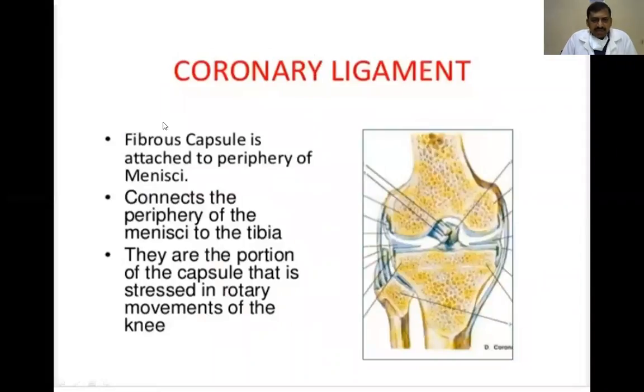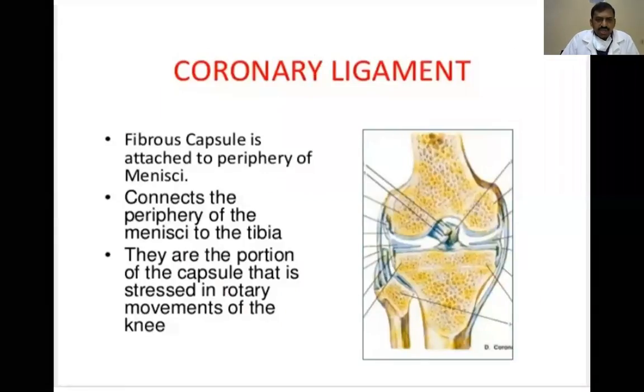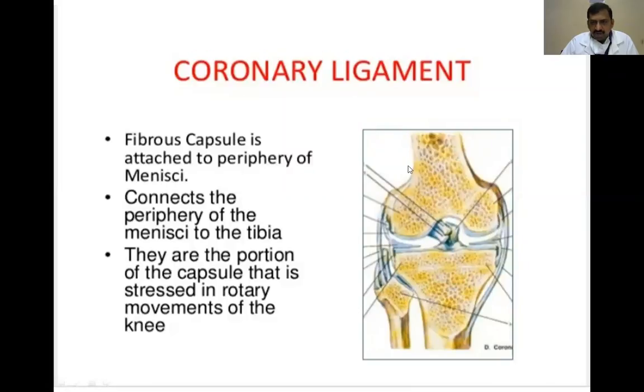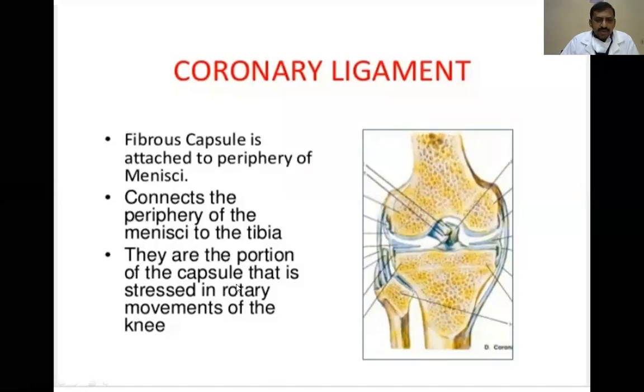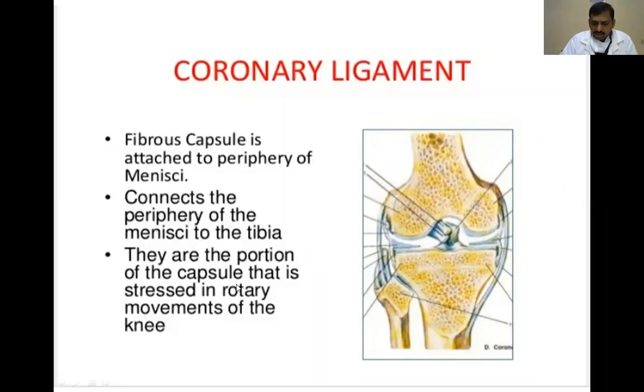Next, the coronary ligaments. The fibrous capsule is attached to the periphery of the menisci. You see here, this is the fibrous capsule. It is attached to the periphery of the menisci with the help of the coronary ligaments, which connect the periphery of the menisci to the tibia. They are the portion of the capsule that is stressed in rotatory movements of the knee joint.